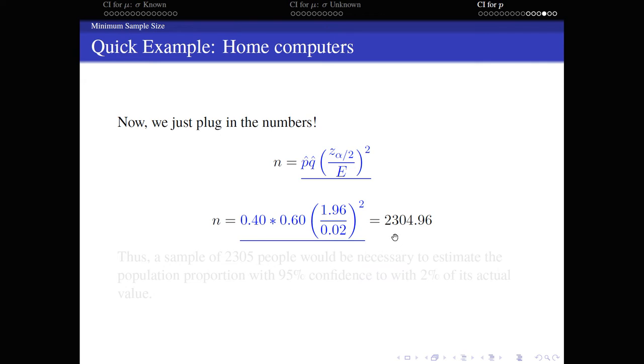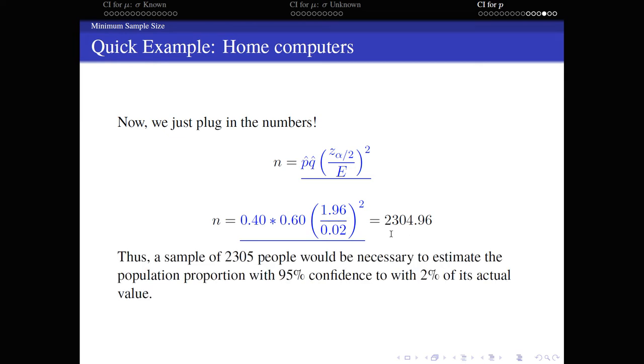Our recommended sample size, we've got 2,304 participants, but remember we round up 0.96, so this is going to be 2,305 individuals are necessary to estimate this proportion with 95% confidence to be within 2% of its actual value. Incidentally, this calculation is a bit simplistic, but calculations similar to this are how we run population polling when they're doing things like political polls and want to be accurate to within 2%. How many individuals do they need to survey to be accurate to within 2%?